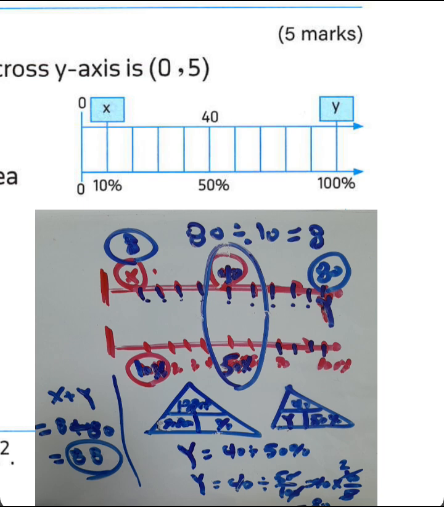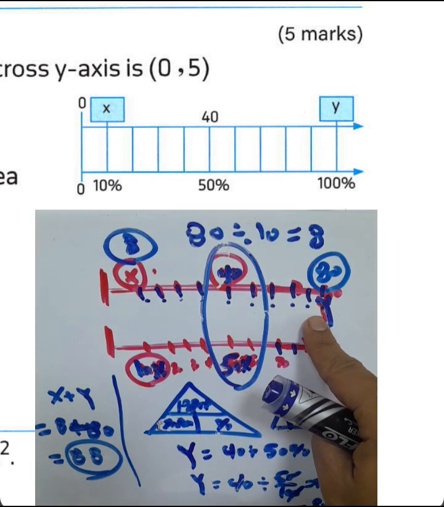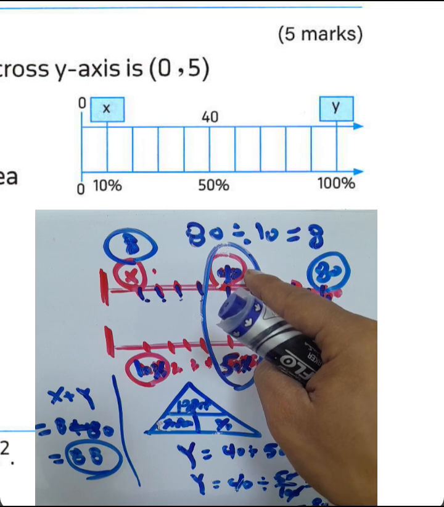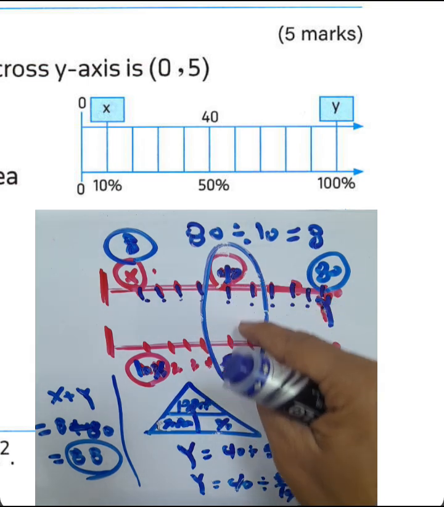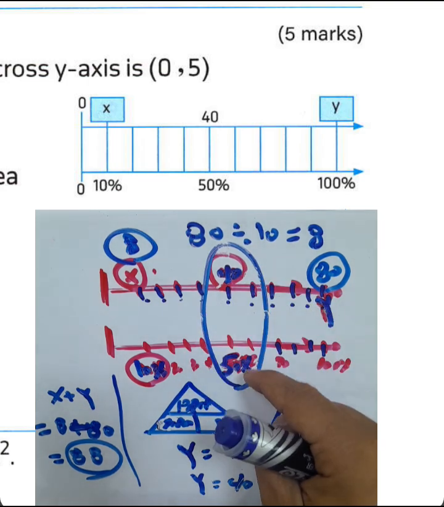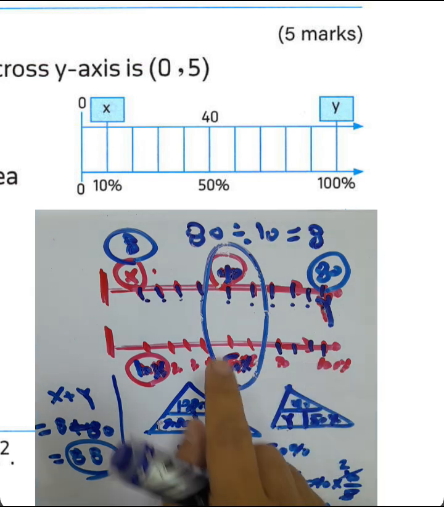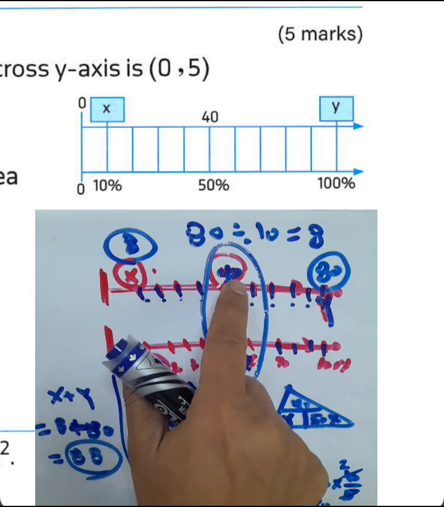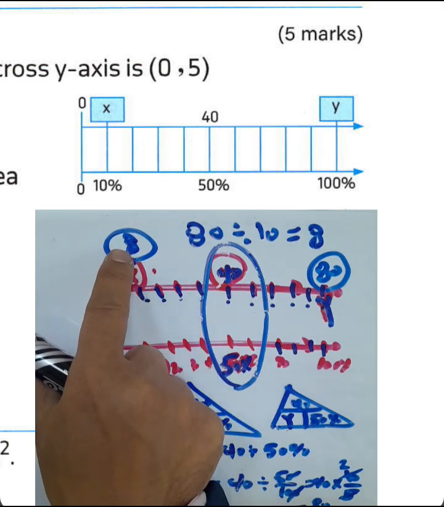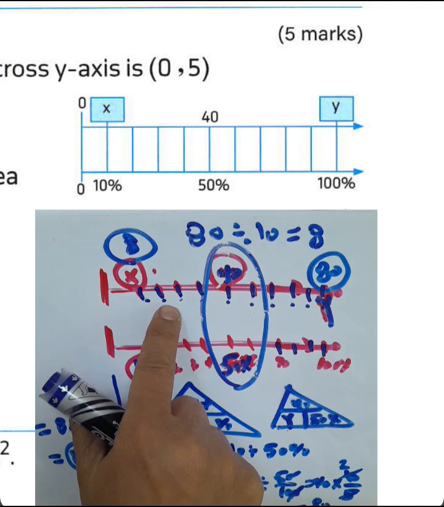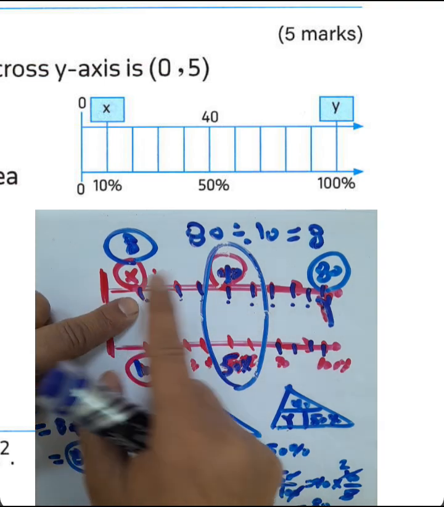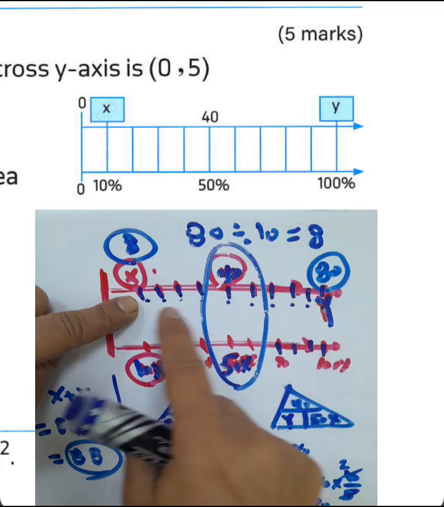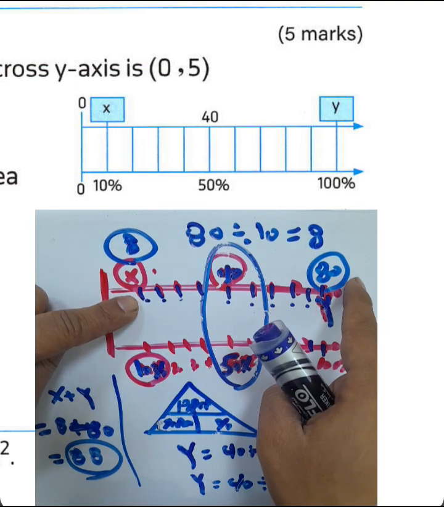Understood? Again, to find the value of y, here you can write 40 divided by 50. Okay? Or you can write here 40 divided by 5, which equals 8. Then 8, 16, and so on. Or 8 times 10, it will be 80. You can find the value of y by writing 8 times 10, it will be 80.